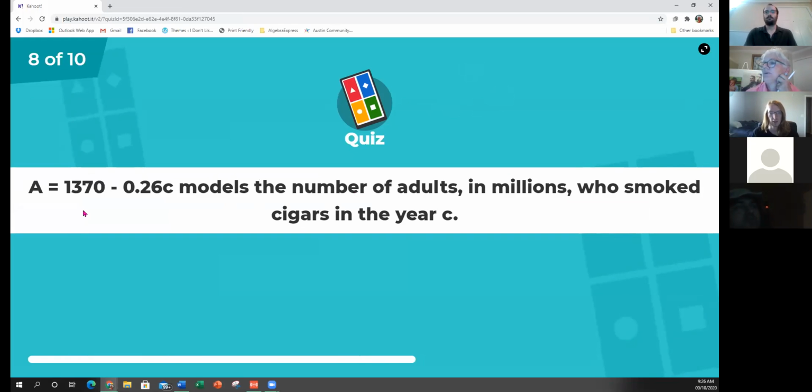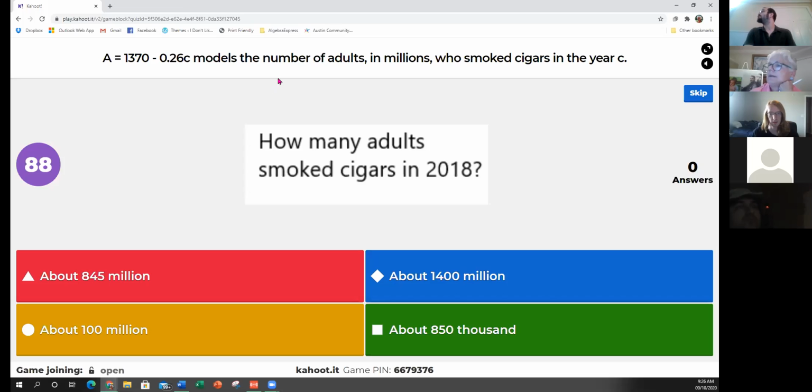A equals 1,370 minus 0.26c models the number of adults in millions who smoked cigars in the year c. How many adults smoked cigars in 2018?